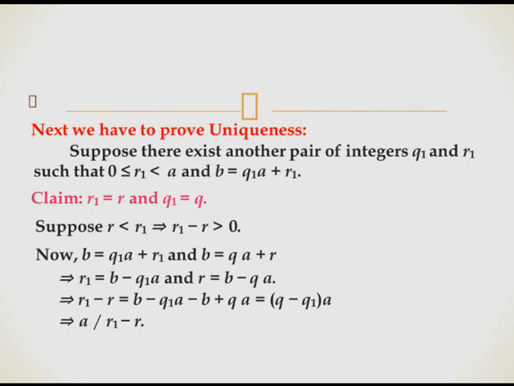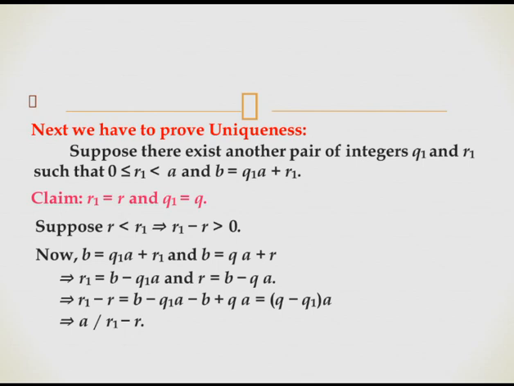Next we have to prove the uniqueness of this theorem. Suppose there exists another pair of integers q1 and r1 such that 0 is less than or equal to r1 less than a and b is equal to q1a plus r1. Our claim is r1 equal to r and q1 equal to q. Suppose r is less than r1, which implies r1 minus r is greater than 0.